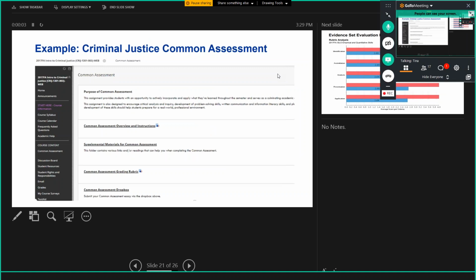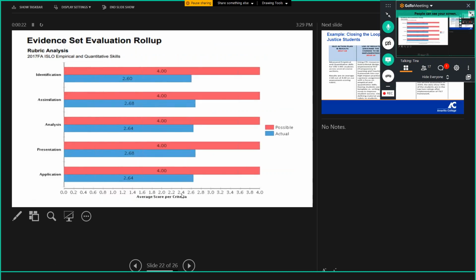And this is just an example of a faculty member using Blackboard outcomes to assess their general education competencies. So this is Intro to Criminal Justice. She set up her common assessment box here, providing more information to her students, but she's also got the drop box here at the bottom. And then these were her scores. This was for empirical and quantitative skills, and so these were her scores. She wanted them to be a little bit higher.